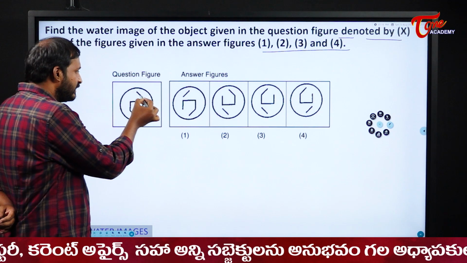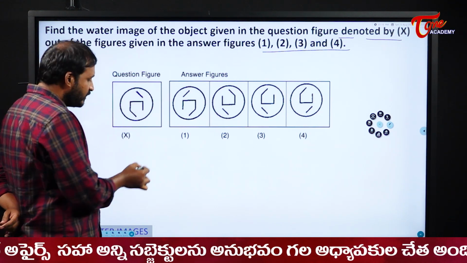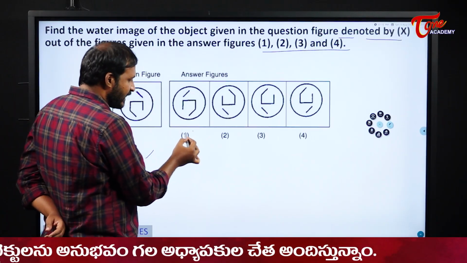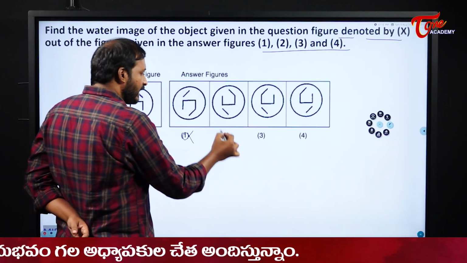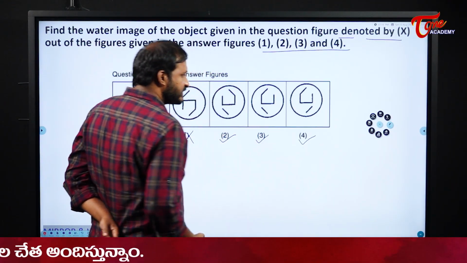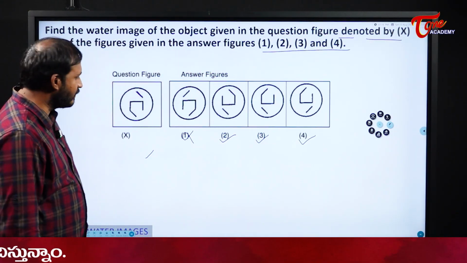Now I have a line at the top. So this line should come to what? Bottom for me. So line at bottom, no, still the line is at the top, so that is deleted. Line at bottom, there is a chance. Line at bottom, there is a chance. Line at bottom, there is a chance. Okay, all the 3 have chances.